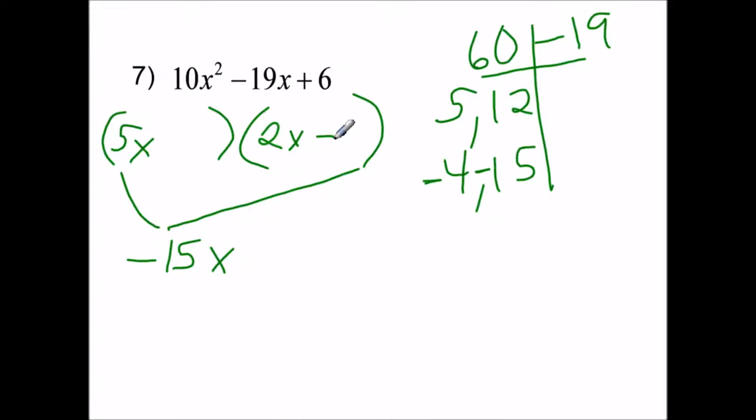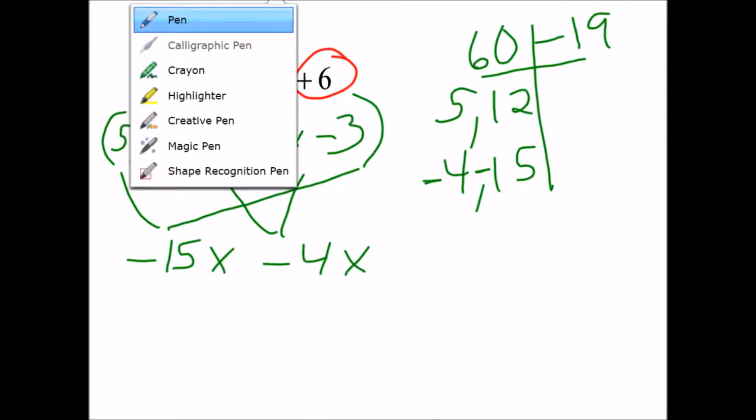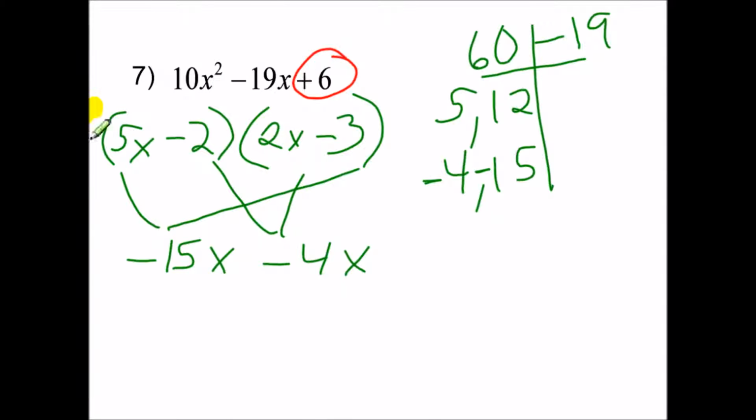That's a negative 3 in the missing outer. Inner times inner has to be negative 4x. So it's 2x times negative 2. Just double check your work. Does negative 2 times negative 3 equal C? Does negative 2 times negative 3 equal positive 6? Yes, it does. That means that's the correct factorization. There's the answer.